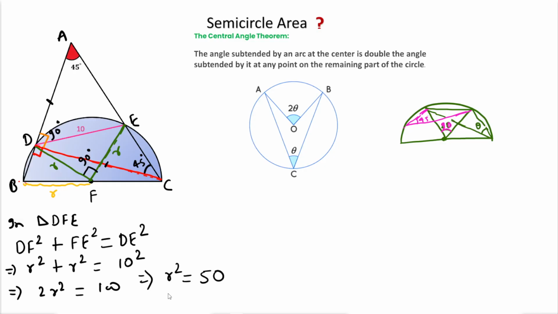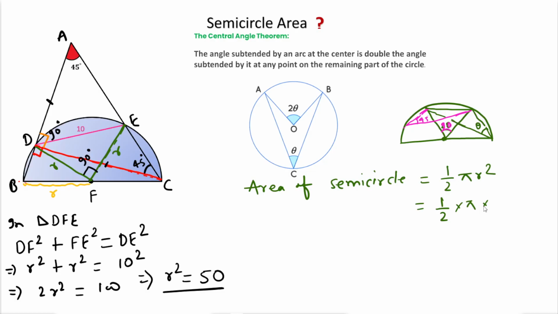And we know the area of a semicircle is equal to 1 by 2 pi r square. Pi r square is the complete circle area, so the semicircle area will be 1 by 2 pi r square. Then we will write 1 by 2 pi, and the r square value we have just calculated is 50. So it will become 25. So we can say that 25 pi square unit will be the required answer for this question.